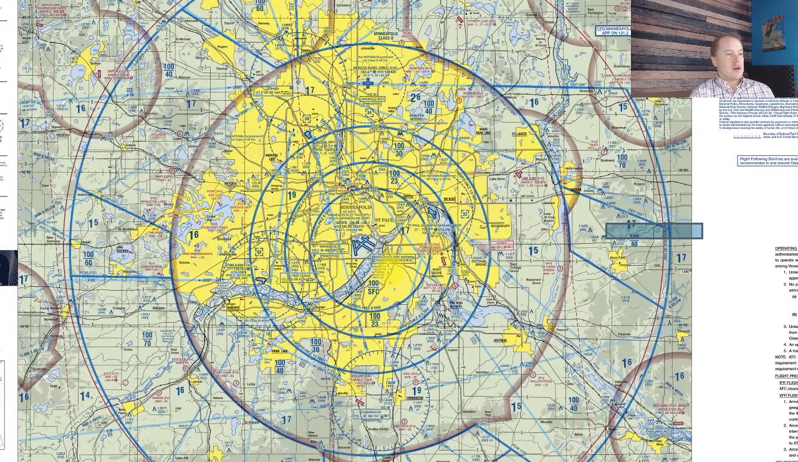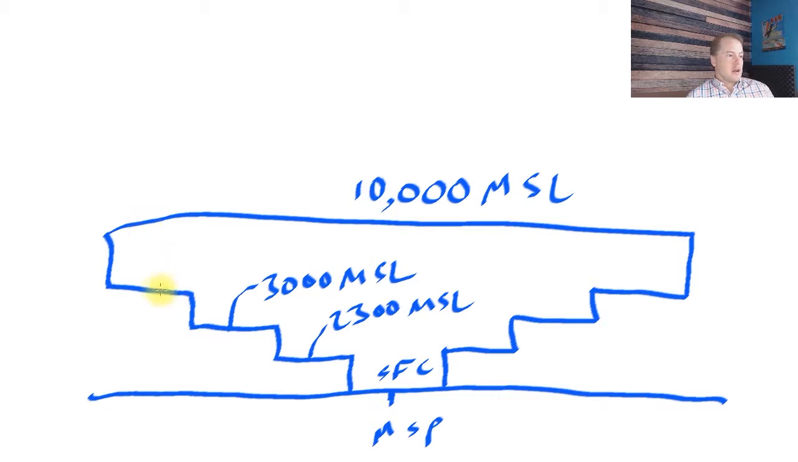Now the next one to the south, right here, this big ring, well, the floor of the Class B airspace here starts at 4,000 feet MSL, and the ceiling of the Class B goes up to 10,000 feet again. So this last outer ring goes up to 4,000 feet MSL.